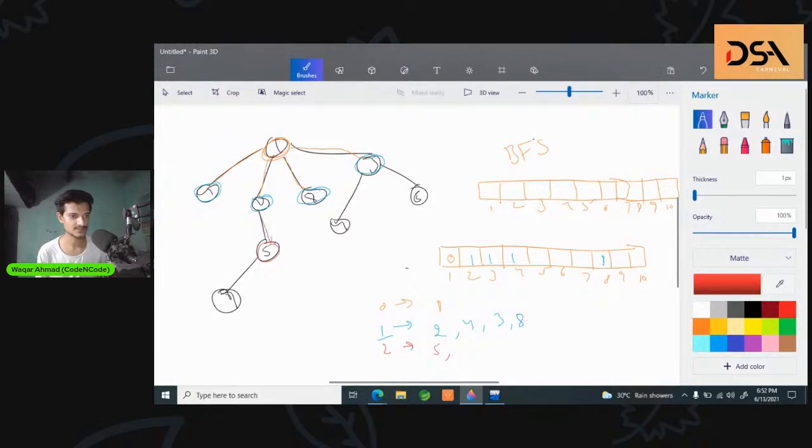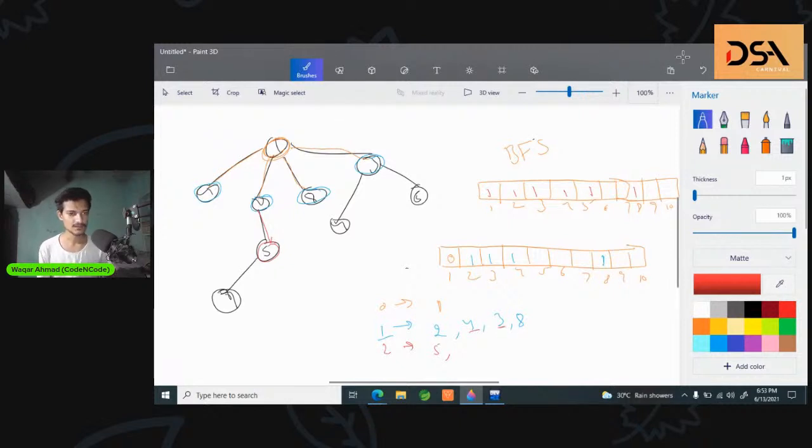Now for node 4, nothing is at distance 2, because nothing is directly connected and not visited. Oh, I forgot to mark them visited. When we found node 1, 1 is visited. When we found nodes 2, 4, 3 and 8, they are visited. And node 5 I just found, so it is visited as well. So we have processed node 4 as well. Now let's go and process 3.